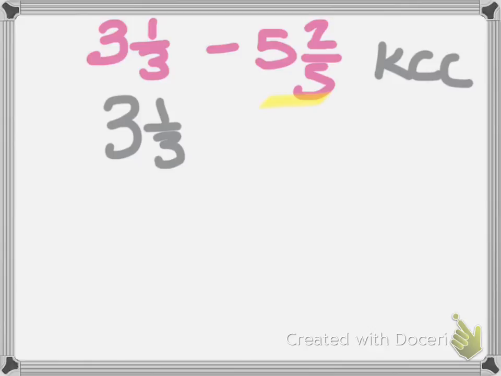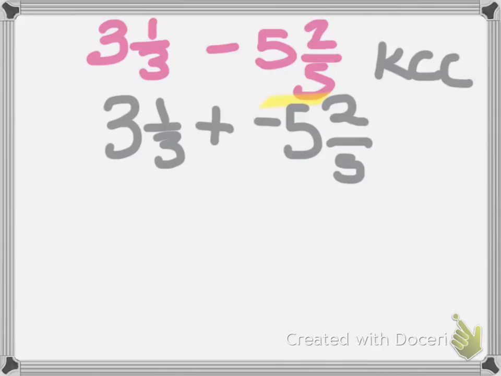So we will keep 3 and 1/3 the same. We will change the subtraction to addition, and 5 and 2/5 becomes negative 5 and 2/5. Then you're going to follow the same procedures as you did before, noting that with subtraction, when you have one positive and one negative, it's going to make it a lot simpler for you if you change your mixed to improper fractions. If we make them into improper fractions, then you only have to add 2 numbers instead of adding the whole and the fraction.